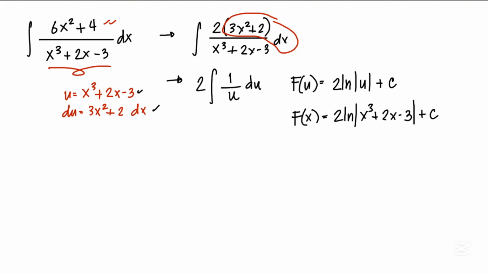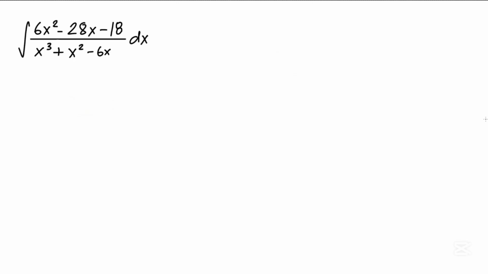But what if you have this problem? If I focus on the denominator and turn this into u, my du should be 3x squared plus 2x minus 6. But my numerator, no matter how hard I try, I cannot factor out 3x squared plus 2x minus 6 dx. It's just not there. So therefore, I will use partial fractions decomposition.